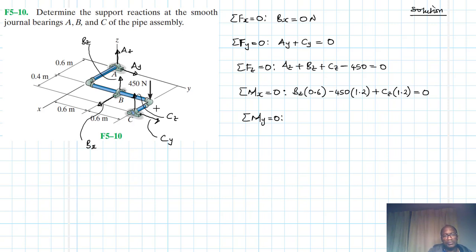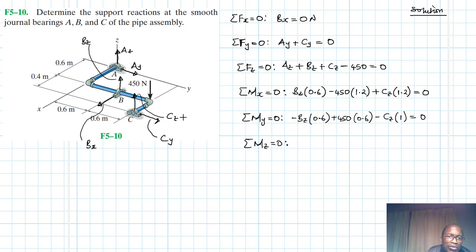This time around, Bz is going to cause a negative moment, so it will be minus Bz times the lever arm. What's the lever arm? The lever arm again for Bz is 0.6. 450 is causing a positive one, so it is plus 450 by 0.6. Cz is a negative one, Cz by 1, because 0.4 plus 0.6 is 1, equal to 0.